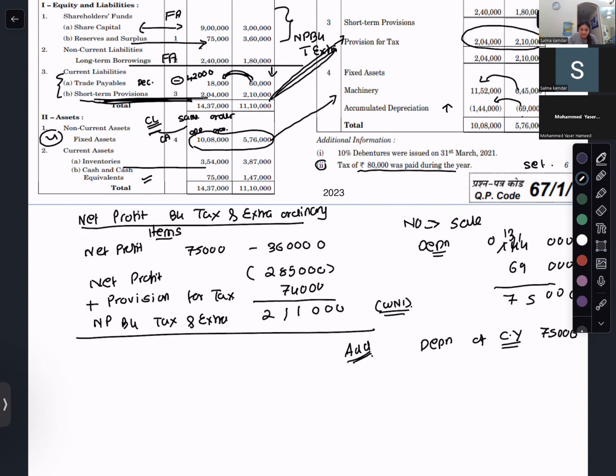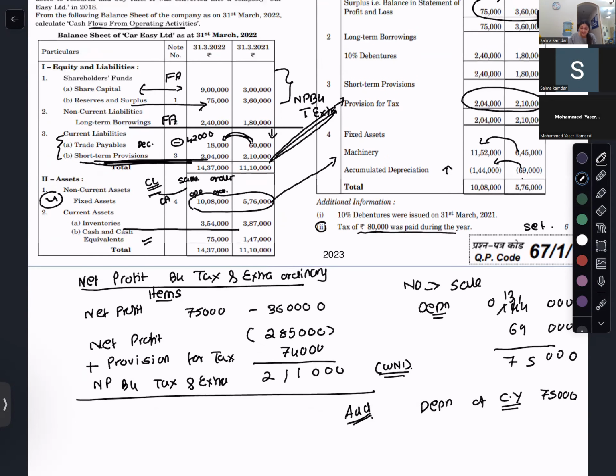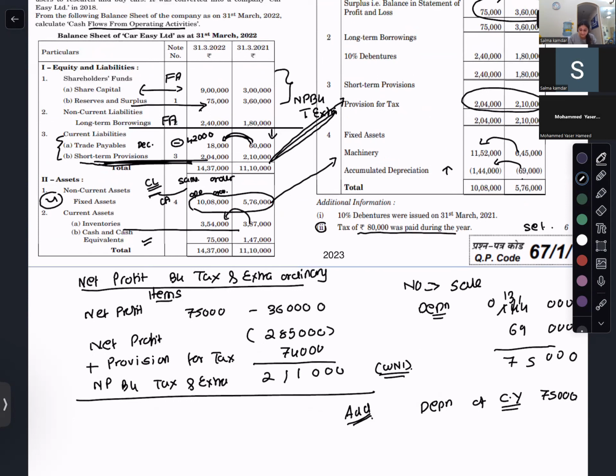Now I have inventory. Inventory is reducing. Decrease in inventory, decrease in current asset. Add or minus? Decrease in inventory, add or minus? So this will be added. How much will be added? 387 minus 354. 33,000. So 33,000 will be added. Are you with me? Yes.